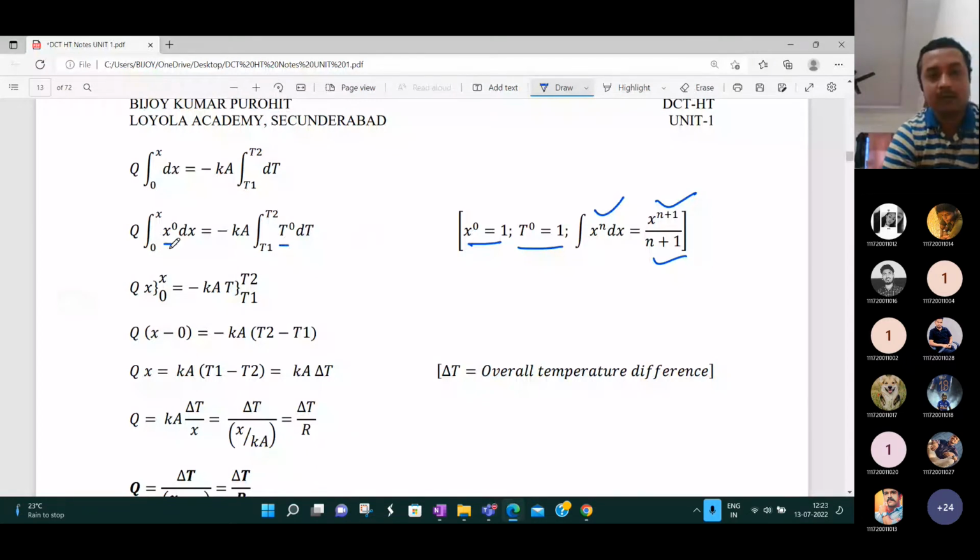Okay. So 0 to x. So it will be what? X to the power 0, we can write x to the power 0 plus 1 by 0 plus 1. T to the power 0, it will be t to the power 0 plus 1 by 0 plus 1. So t. Okay, and the limits are t1 to t2.